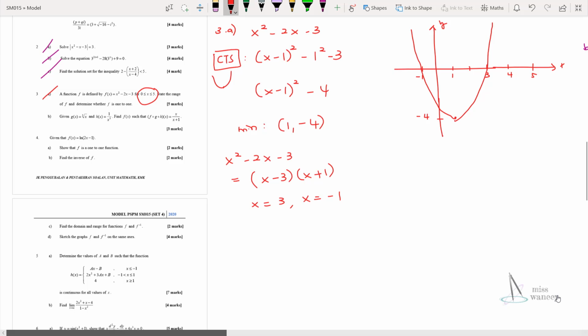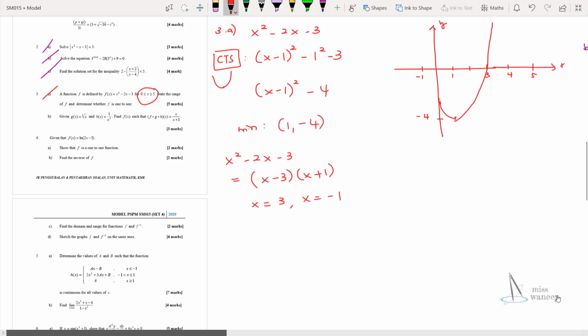But since we have a restriction, it's supposed to be starting from 0 up until 5. So I cannot have something that is less than 0. So the graph on the left side is not allowed. So take the eraser, we erase it. Right, so I need to make sure I'm drawing them starting from 0. So it should touch 0 here.